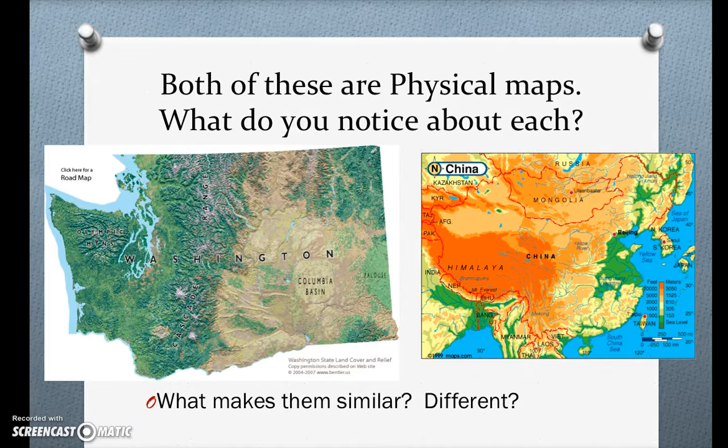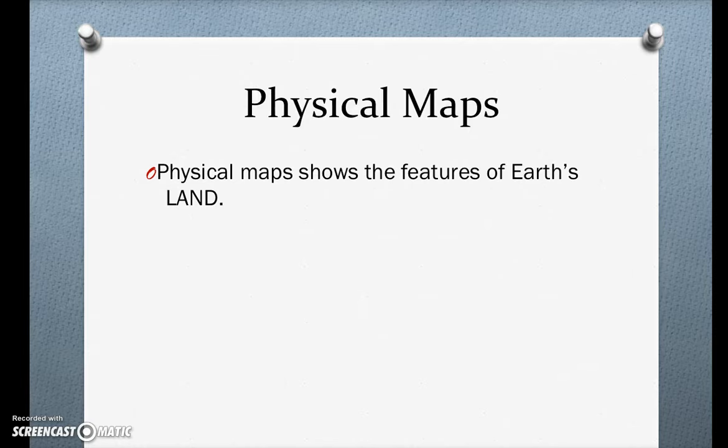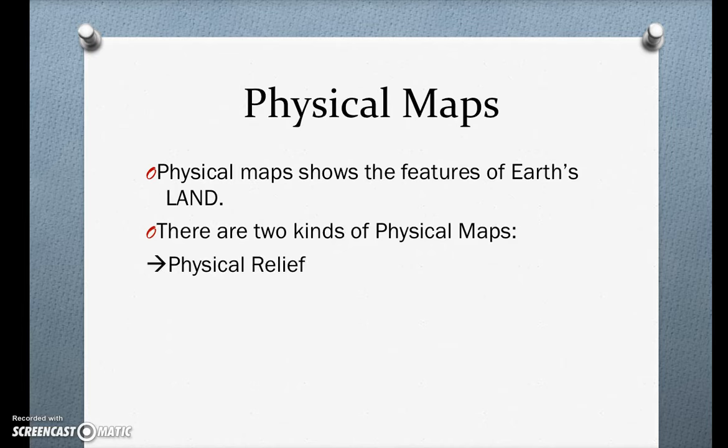Our last category for today are physical maps. Look closely at the two types of physical maps. There are similarities and some important differences. Physical maps show the features of Earth's land. There are two kinds of physical maps: a relief map and an elevation map.